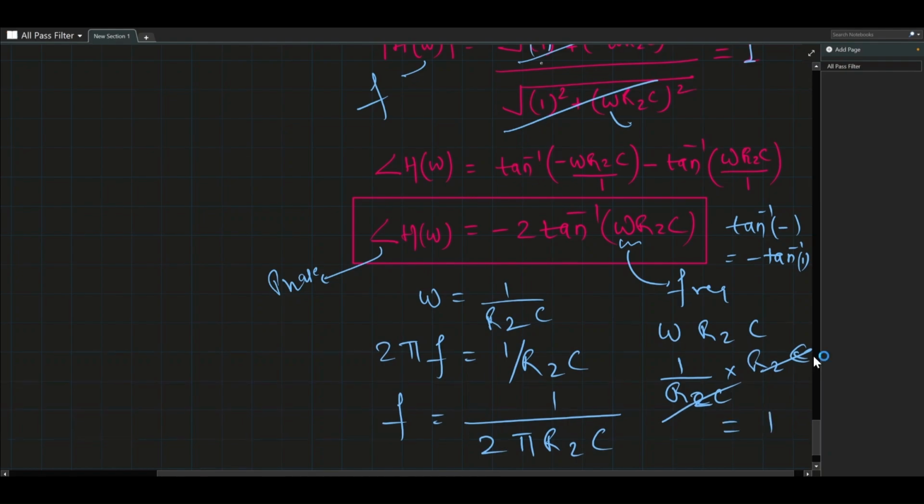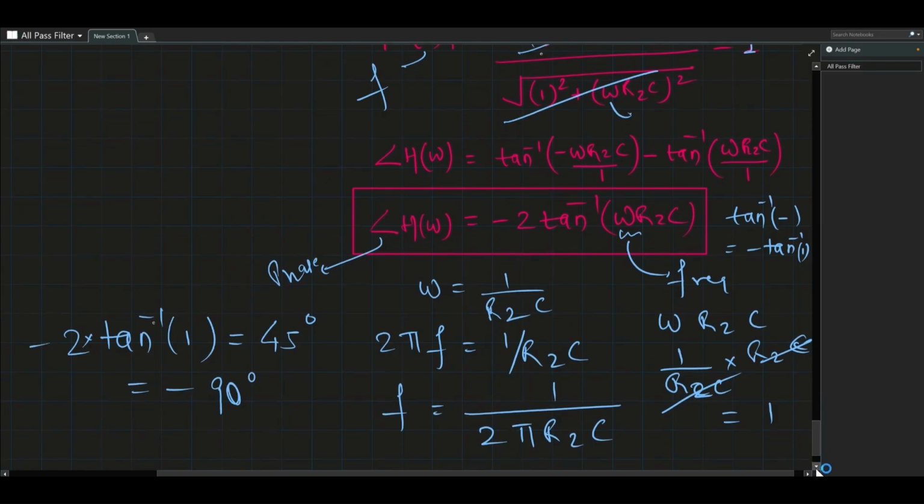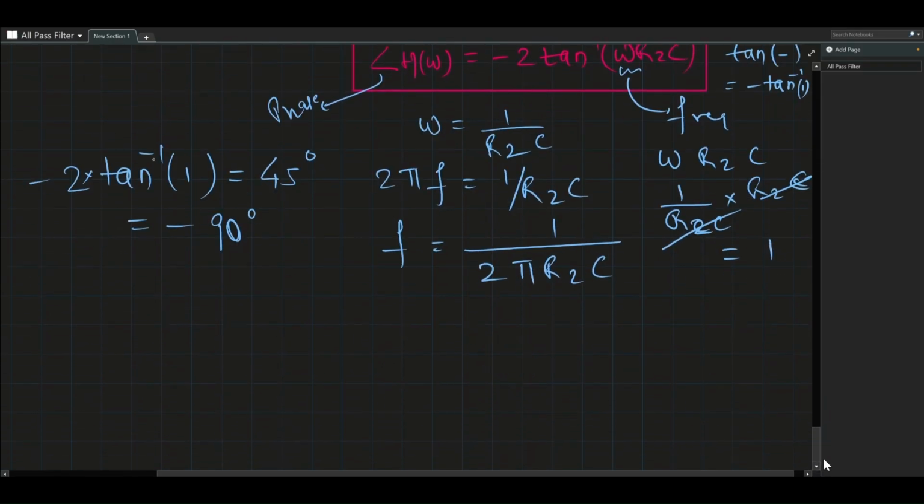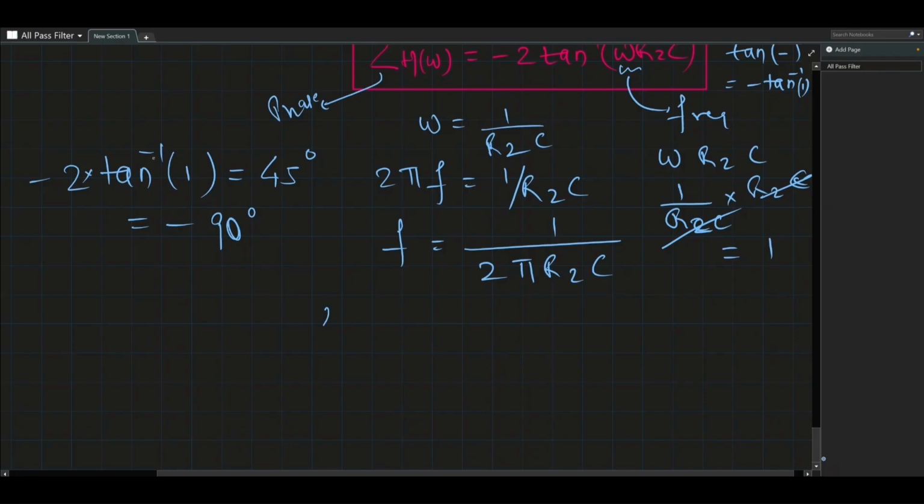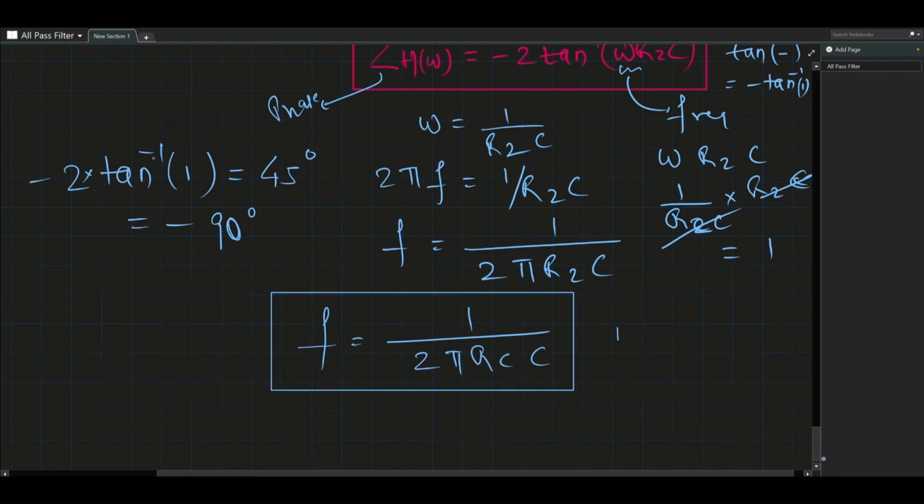And when that becomes 1, we know that tan inverse 1 happens at 45 degrees. And since 2 is multiplied with it, this will happen at minus 90 degrees. Right. So we have found a frequency where the phase changes to minus 90 degrees. And what is that frequency? This is that frequency, 1 by 2πR2C. At this frequency, the phase becomes minus 90 degrees.